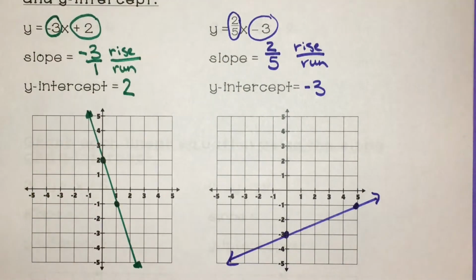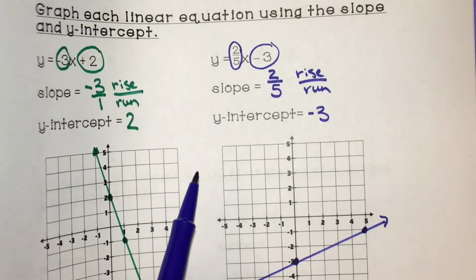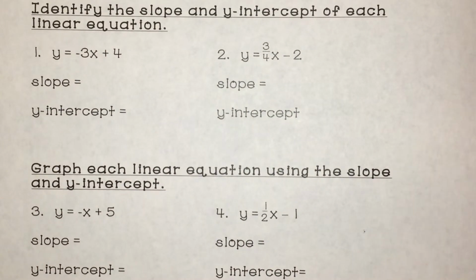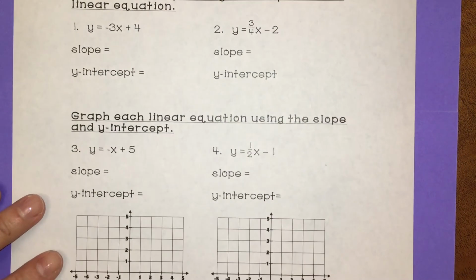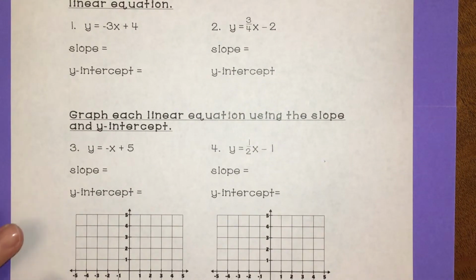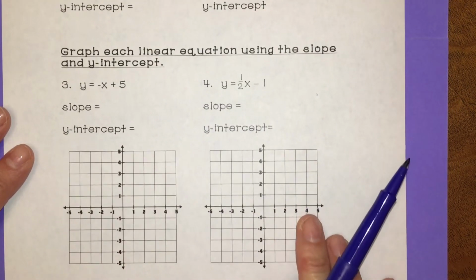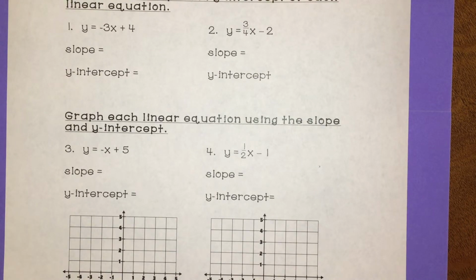All right, so I have a couple for you to try. So go ahead and in the first two, find the slope and y-intercept. And in numbers 3 and 4, go ahead and after you find the slope and y-intercept, graph them. You have a coordinate grid. Go ahead and graph those and see if you can figure out what the linear equation or straight line would look like.